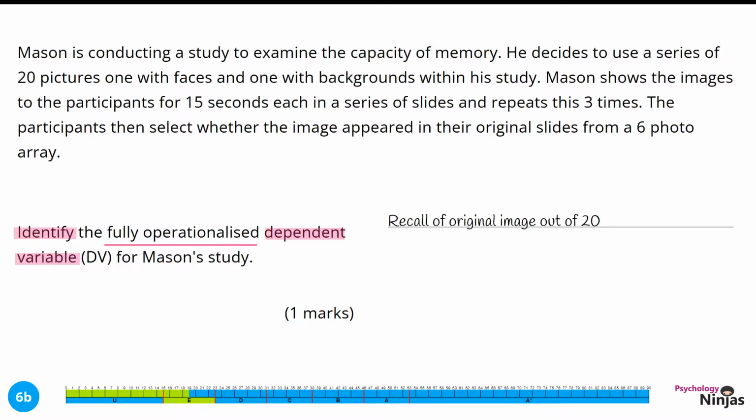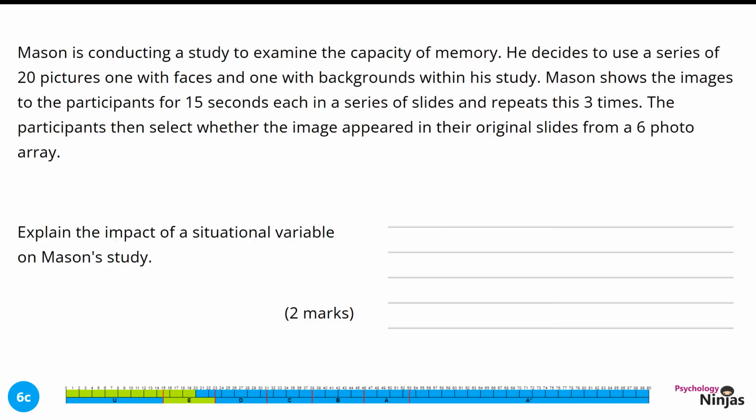Here's our answer. Recall of original image out of 20. In order to fully operationalise this, we do need to say out of how many items we are recalling. If we don't include this, we don't get our mark.